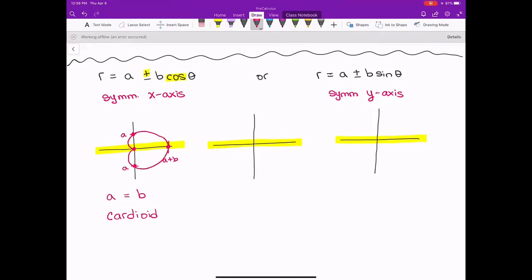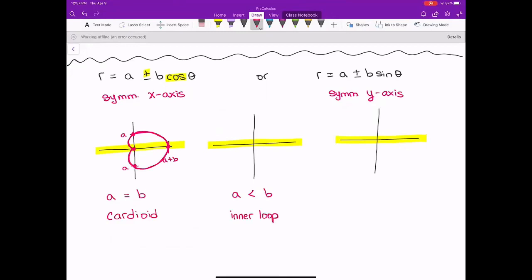It is supposed to be symmetric on the top and the bottom, so if it doesn't look that way, it's just because they're harder to draw. Okay. All right, then the loop scenario was when the first number A is smaller than the second number B. That is what we call a limacon with an inner loop.